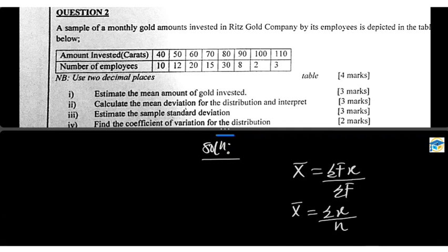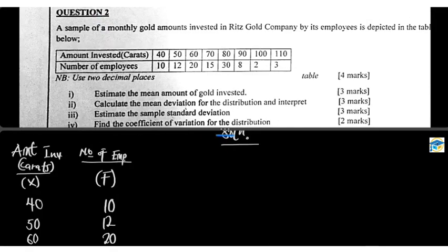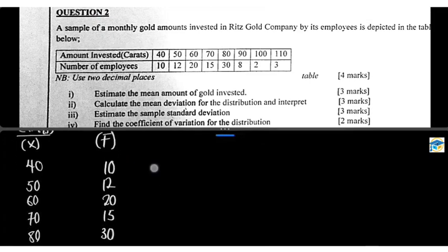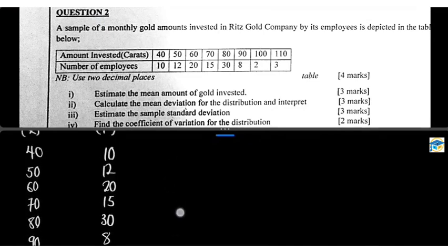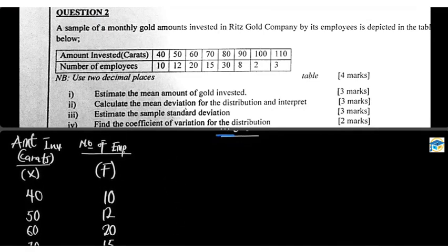So we're going to have a column for the amount invested and a column for the frequency, that's the number of employees in this particular case. These are the frequencies that we have and then the amount invested. Because we are asked to estimate the mean amount of gold invested, the mean X bar is going to give us summation F of X over summation F. We need to also have a column for F of X so that we can easily estimate the mean amount.